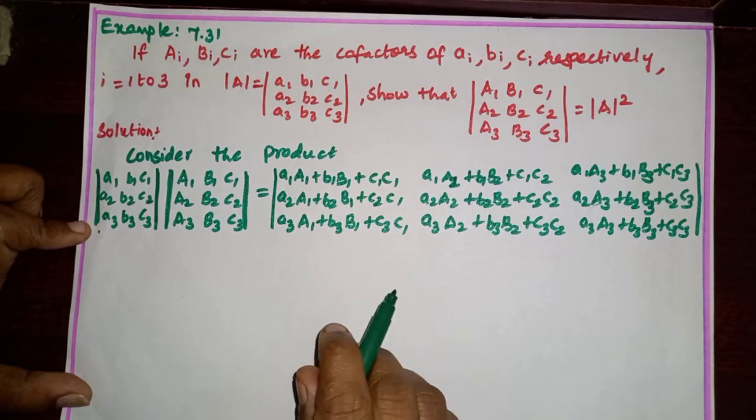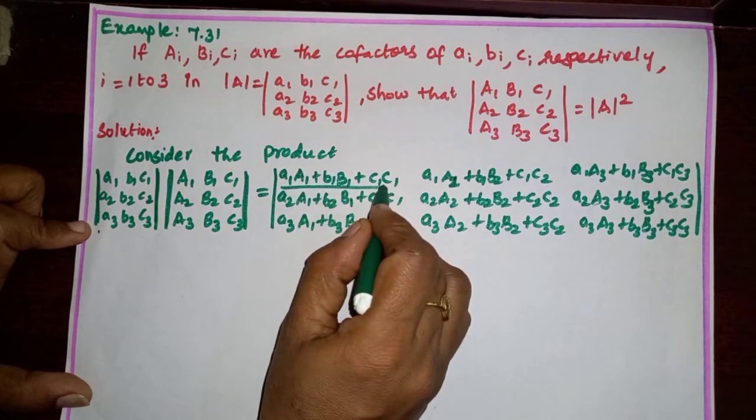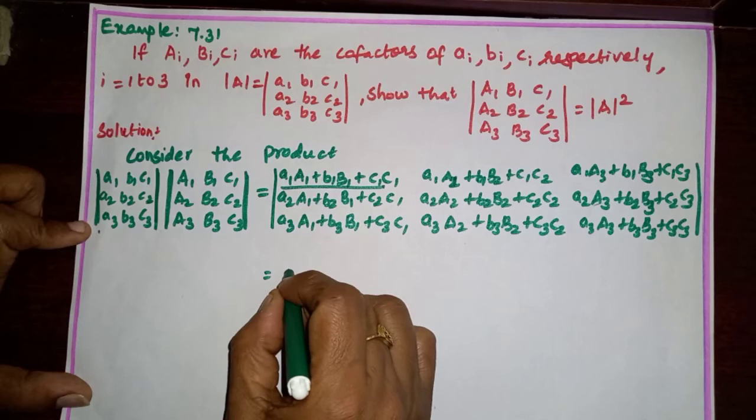We know that the sum of the products of elements of any row or column with the corresponding cofactors is the value of the determinant, which is determinant of A.